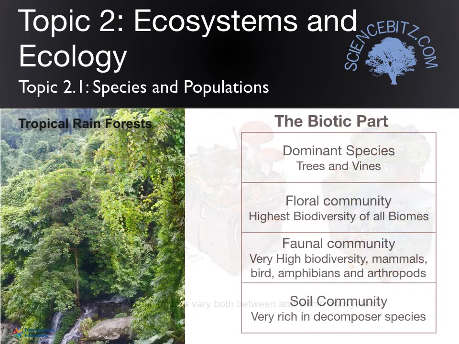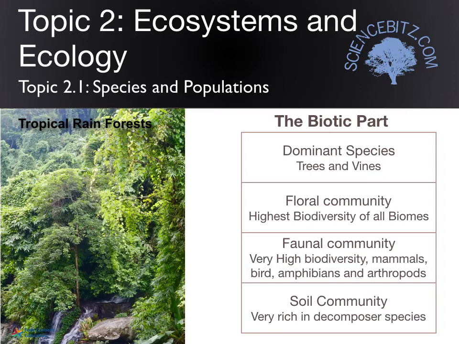So let's consider tropical rainforests. So inside tropical rainforests, the dominant species are trees and vines. They reach very high up into the canopy. They create a three-dimensional structure as well. So tropical rainforests have a three-dimensional structure. Not only do they have breadth and width, they also have vertical height. So that vertical height allows them to have a range of different layers. They have a floral community, a plant community that's not the trees.